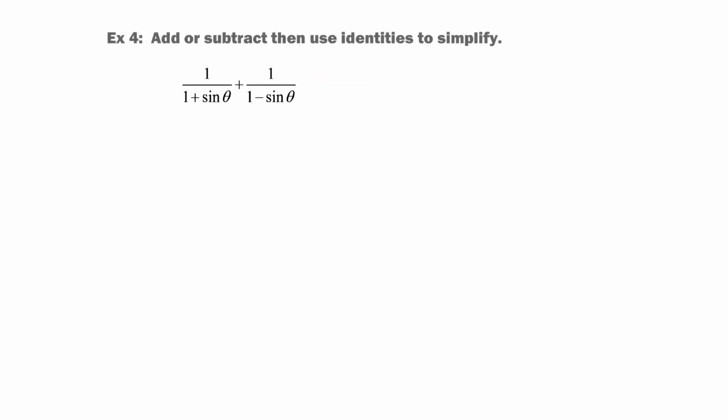Alright, on the next example, I want you to add or subtract and then use the identities to simplify. So when you add or subtract, you need a common denominator. So once again, pause the video and see if you can work through this one.